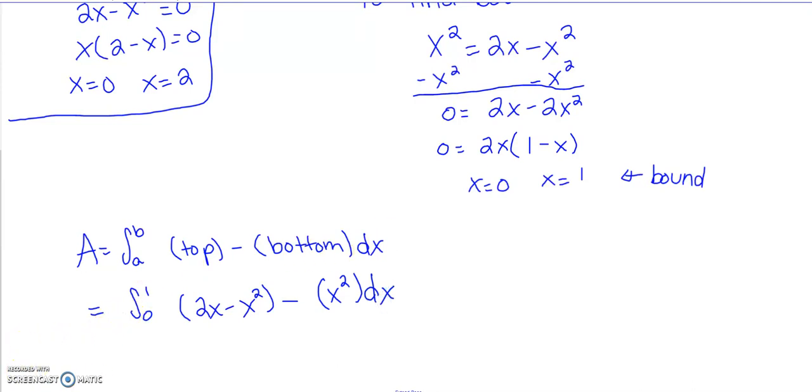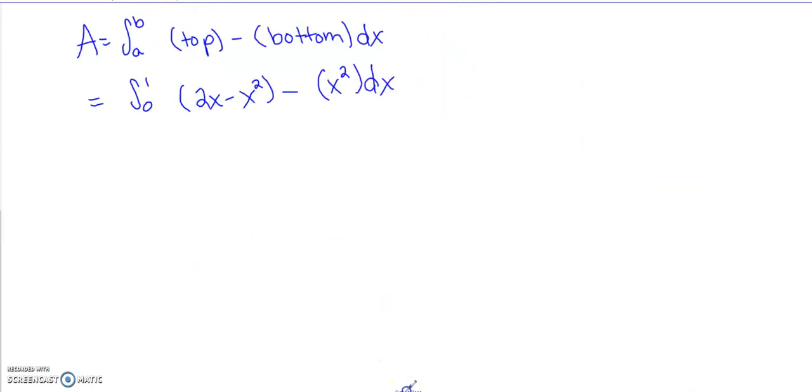Now, before we even do anything, my suggestion is let's clean this up. Let's see if I can extend. There we go. Notice if I do this and this, I have two like terms. And what I'm going to do, and I highly recommend you do it, let's collect like terms. So this becomes 2x minus 2x squared dx. Okay, now here comes the last step in calculus.